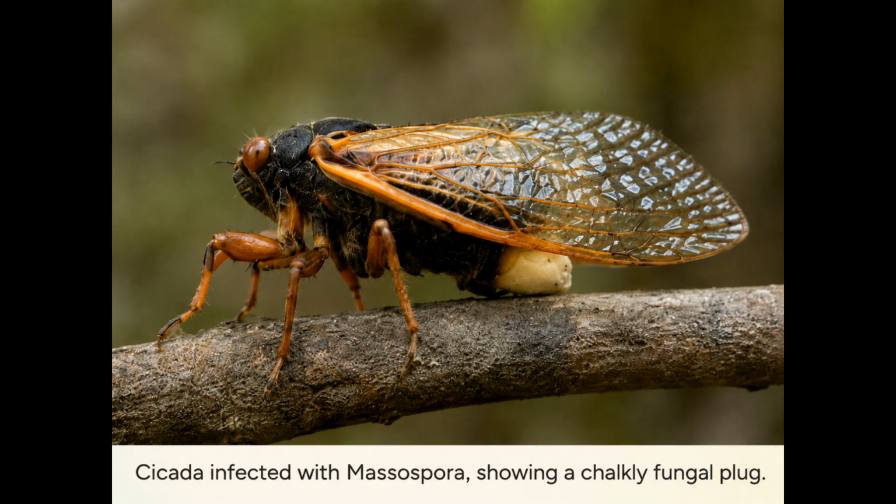And then there's Massospora. This one is truly the stuff of nightmares. It targets cicadas. Notice how the back of the cicada's abdomen has been completely replaced by this massive, chalky fungal plug? And yet, the cicada is still alive, still flying around, and acting completely unbothered.